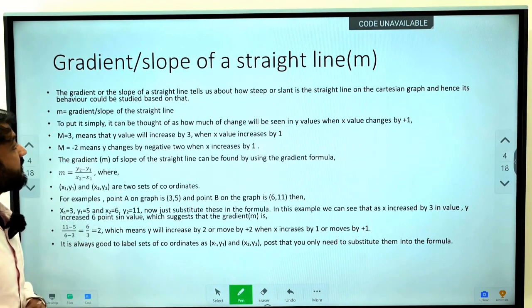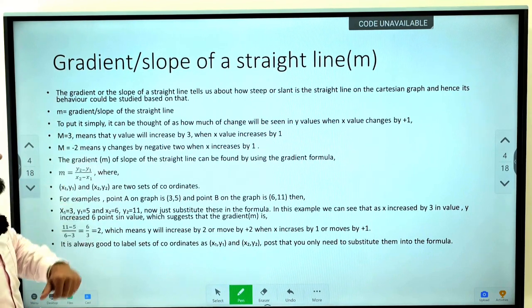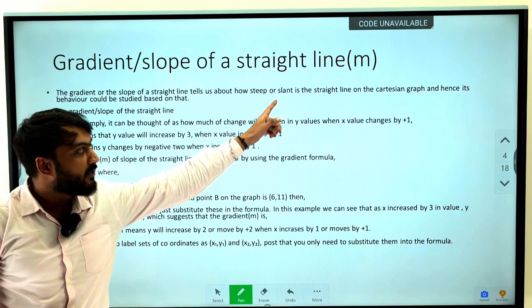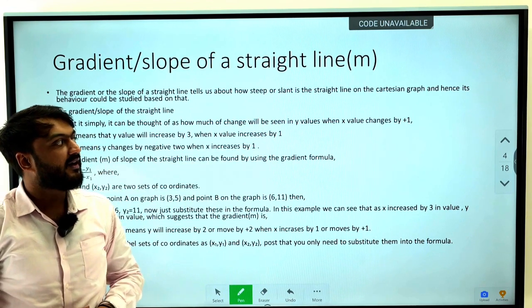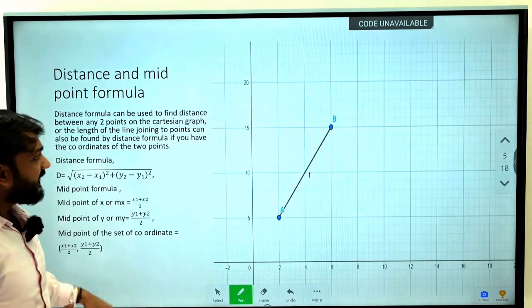So the next topic here is the gradient or the slope of a straight line. The gradient or the slope of a straight line tells us about how steep or slant is the straight line on the Cartesian graph, and hence its behavior could be studied based on that. Let's see, what does this mean?